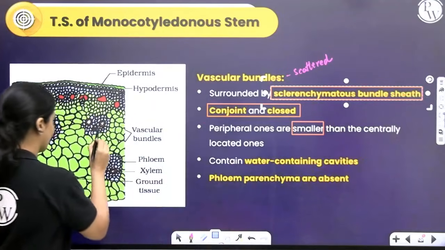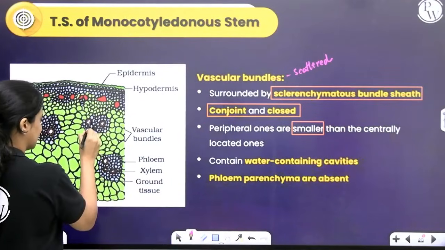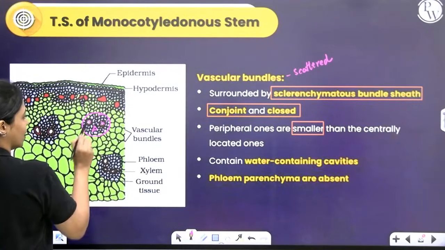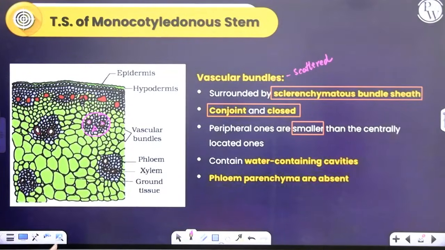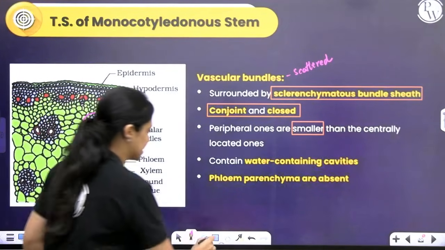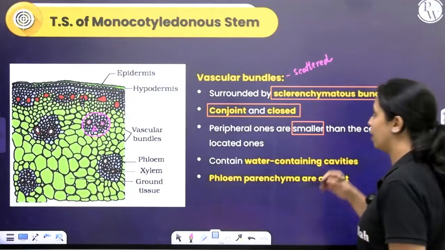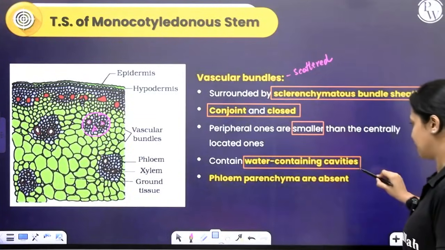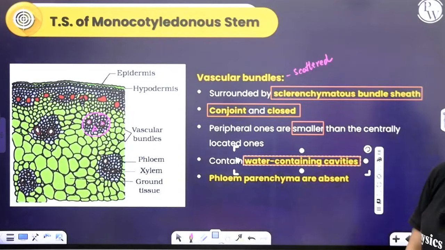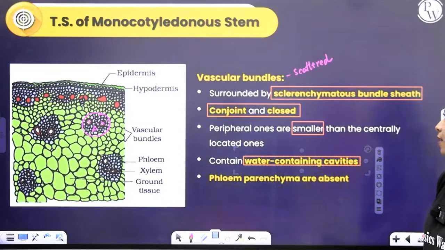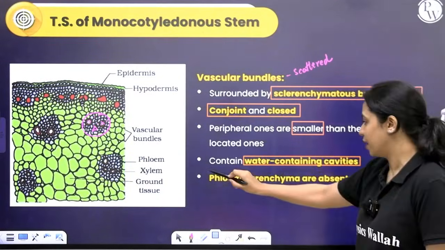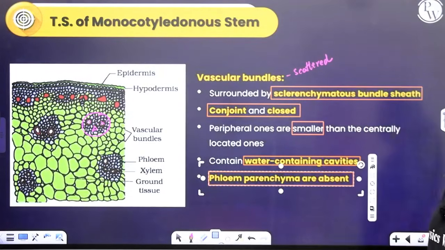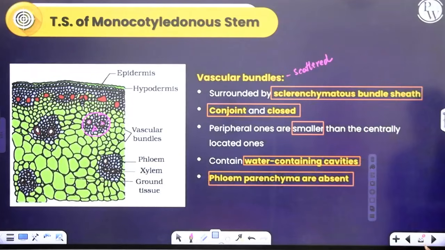Sheath means covering. So if this is xylem and here you have phloem, around that you have sclerenchyma which forms the bundle sheath. In monocot stem, within the vascular bundles you can see some water containing cavities as well. Phloem parenchyma are absent in monocots. This we already studied, right? So that's about monocot stem.